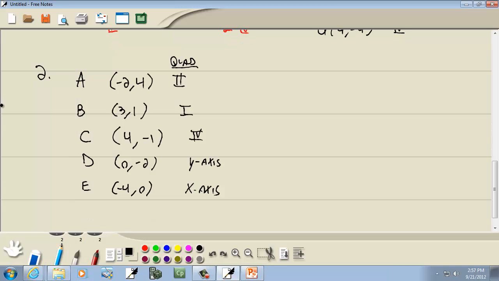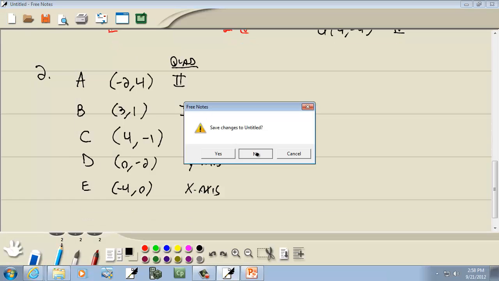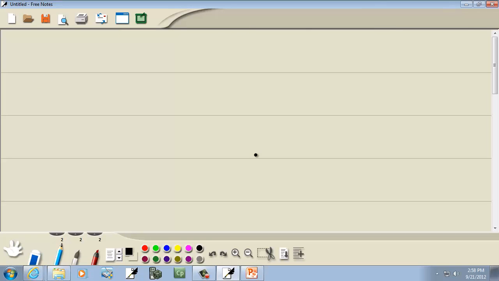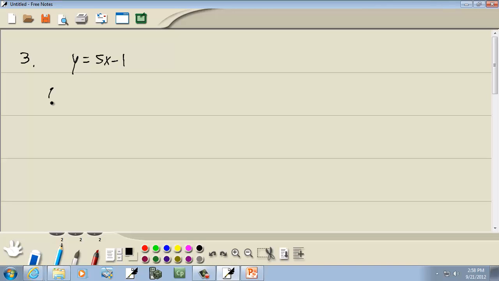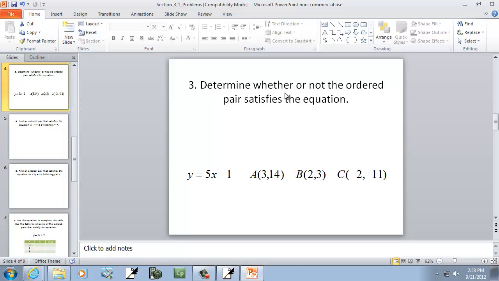Yeah, let's take a look at this one. I'll start a new page. We've got y is equal to 5x minus 1. And it says determine whether or not the ordered pair satisfies the equation. So we've got (3, 14), (2, 3), and (-2, -11).